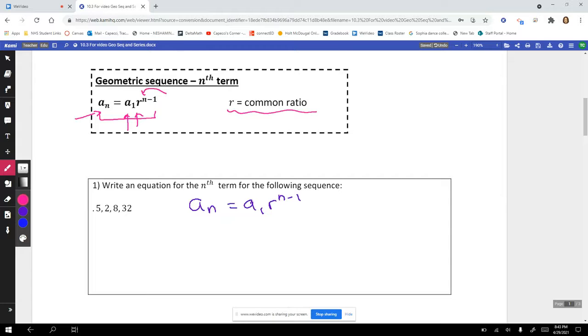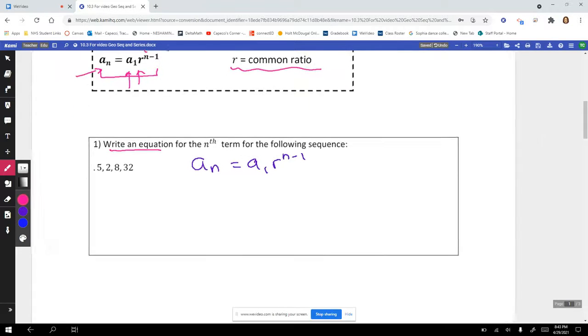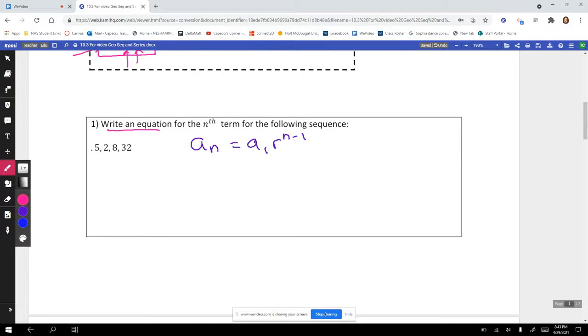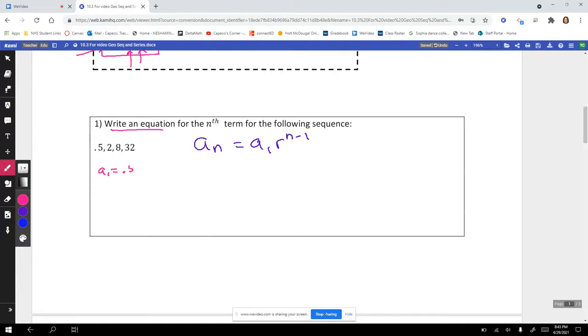Number one, it says write an equation for the nth term for the following sequence. So we want a general equation. Okay, so we can pull out what we know. Our A sub 1, our first term, is 0.5. And we realize that our ratio is 4. We're multiplying every term by 4 to get the next term. So our general equation is going to be A sub n is equal to 0.5 times R, which is 4, to the n minus 1. And that's the equation that we would use for this scenario.